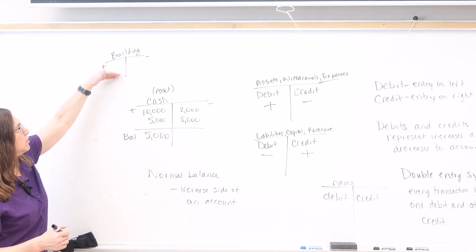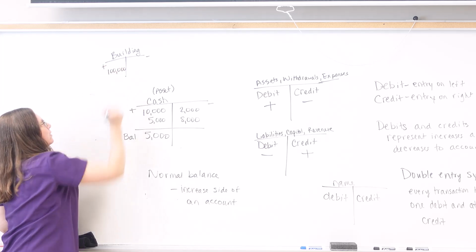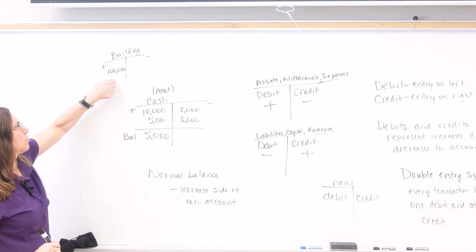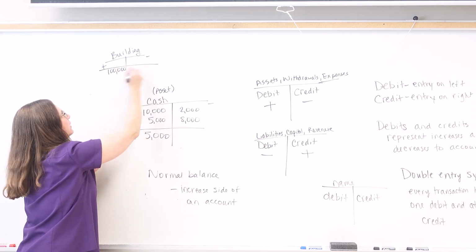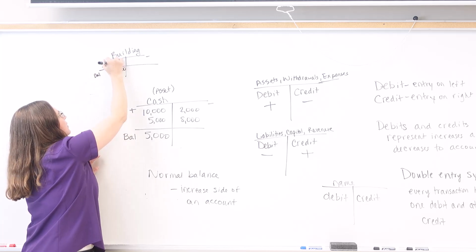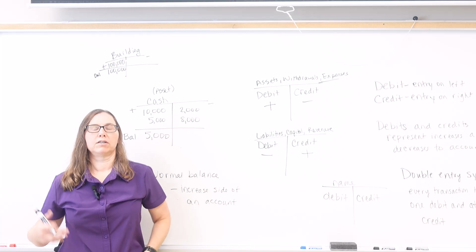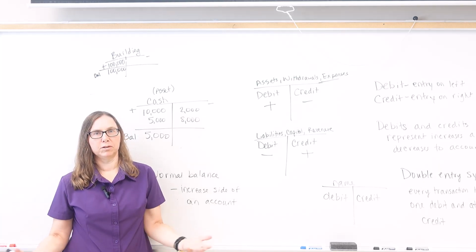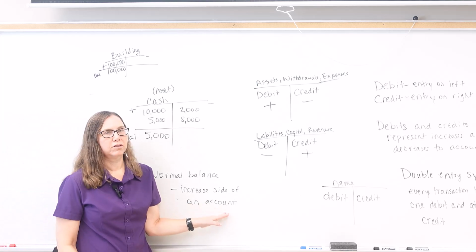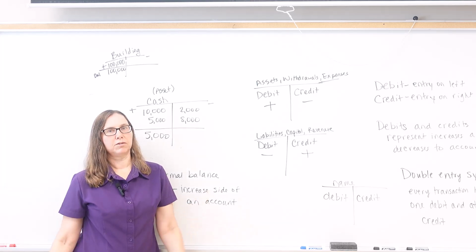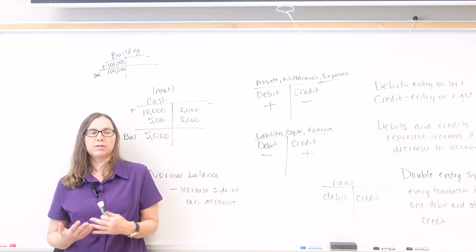So the balance of the building account is normally going to go on this side. I'm just going to put a number in here, but your balance is normally going to go on the plus side. If you had a balance over here, that would mean something's wrong because you can't have a negative amount of buildings. So the normal balance is going to just fall on that increase side 99.9% of the time.